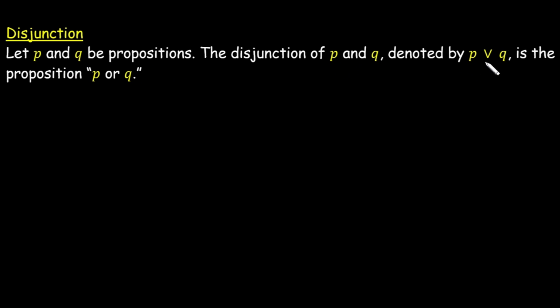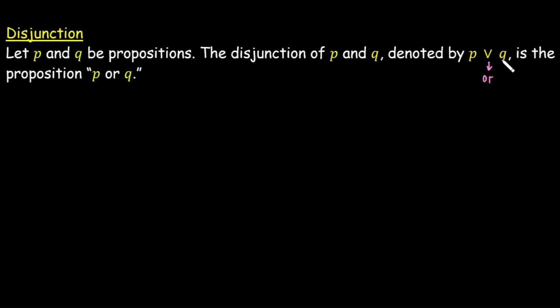Now what does it mean? It is P or Q. Means the symbol indicates or. So अगर आपके पास two propositions है, आप उनको combine कर रहे हो with the word or, that means we are using logical operator disjunction.